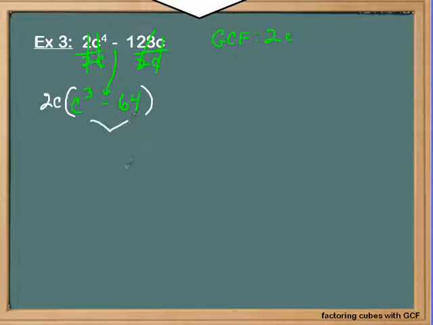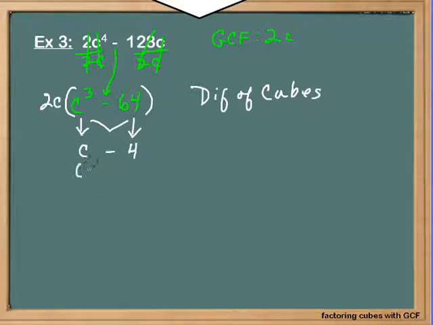Now I want to deal with this. And this is a difference of cubes. So we're going to follow those 5 steps, and we're going to cube root that c cubed and get c. We're going to cube root the 64 and get 4. Keep the minus sign in between. Remember, this is our a and this is our b as you follow along here. Keep the GCF in the problem.